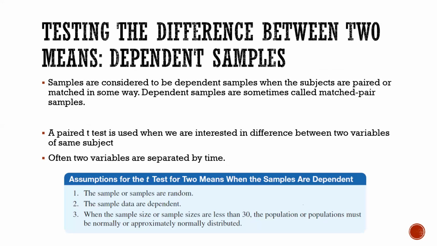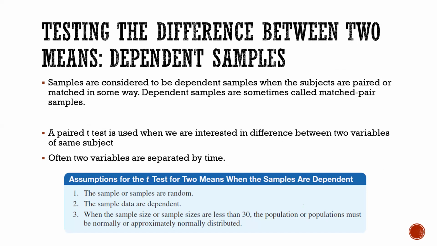Coming to testing the difference between two means of dependent samples. Samples are considered dependent when the subjects are paired or matched in some way. Dependent samples are sometimes called matched or paired samples. A paired t-test is used when we are interested in the difference between two variables of the same subject. Often the two variables are separated by time.